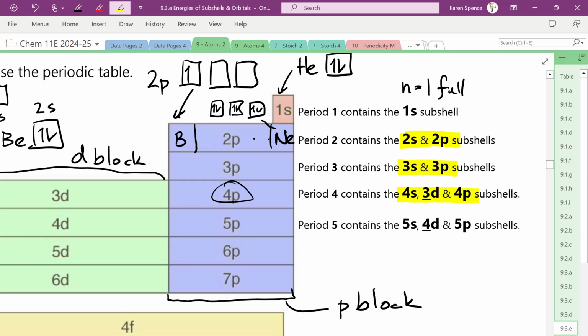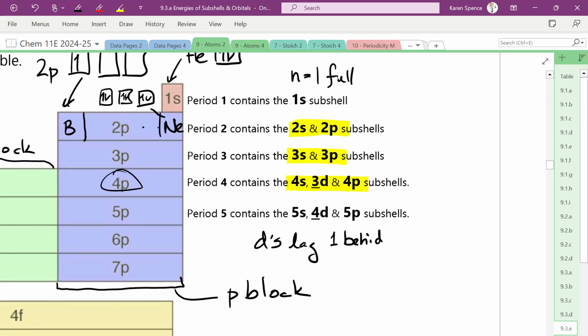The Ds always lag 1 behind their row number, okay? So if you're in row 4, your d orbitals are 3d. If you're in row 6, your d orbitals are 5d, okay?